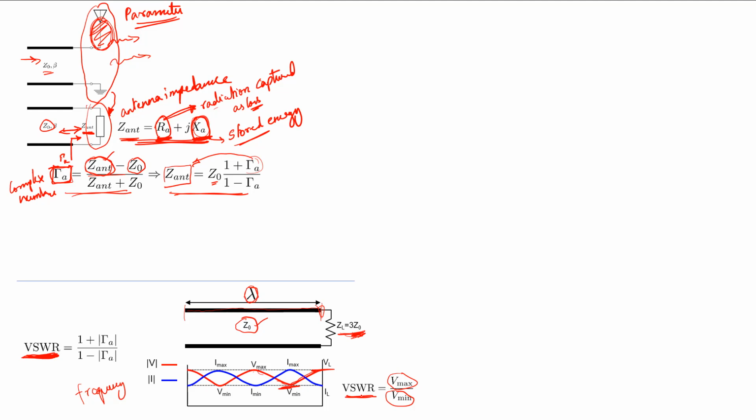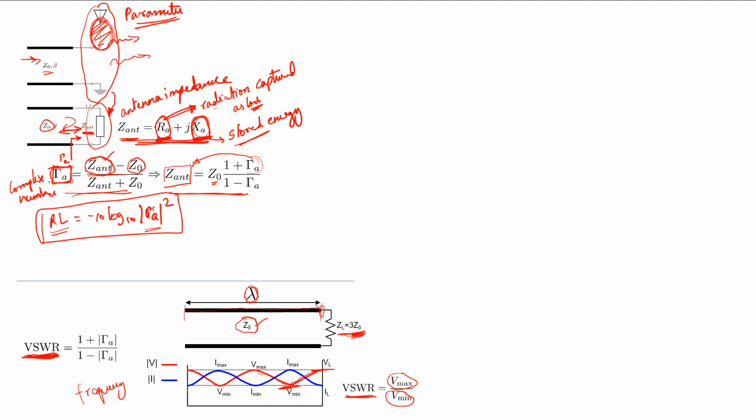Just like how for other arbitrary loads we used to define the return loss, which is the reflection measure, given by minus 10 log 10 of gamma A squared, what is the return loss of the antenna? That depends on the reflection coefficient. How much is the reflection coefficient?